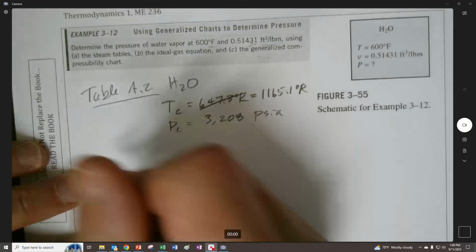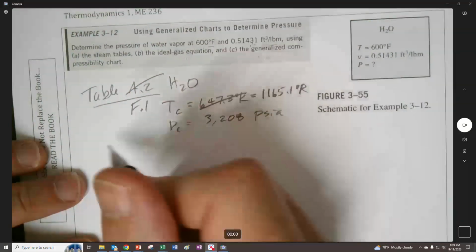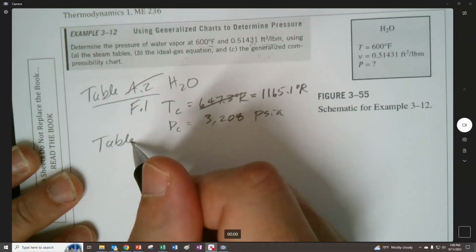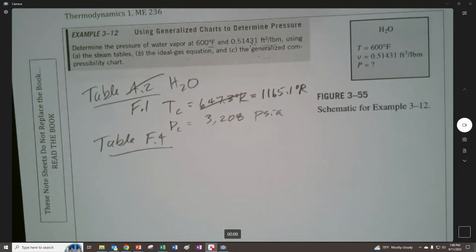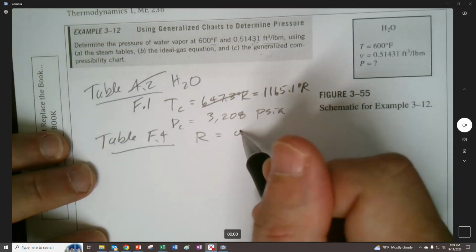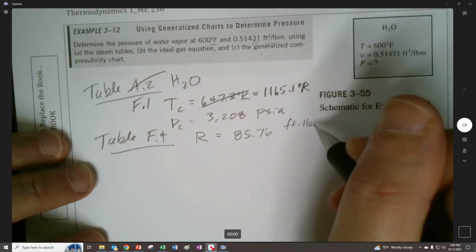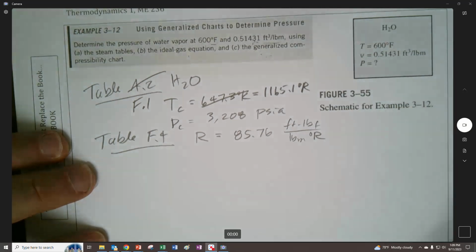So let's see. It must be F.1, I think, and this is table F.4. I don't know what happened in between those two. Okay, solids and other things. R is 85.76 foot-pounds force per pound mass degree Rankine.